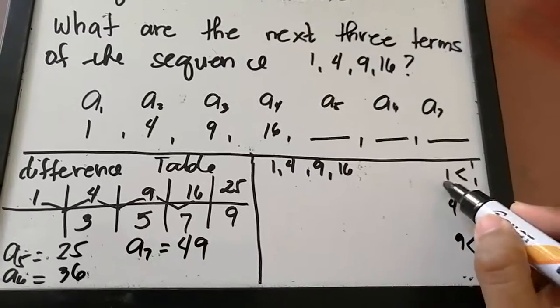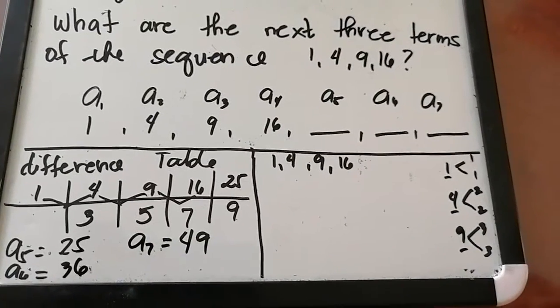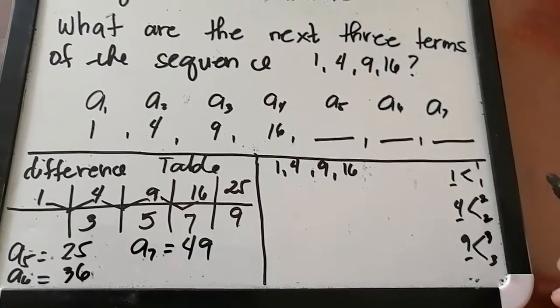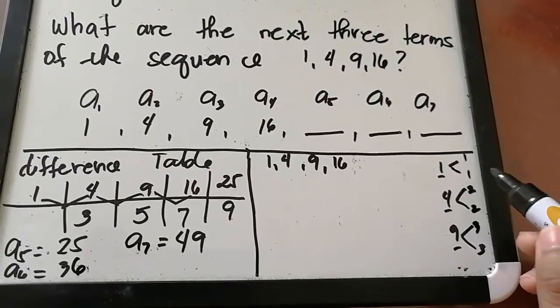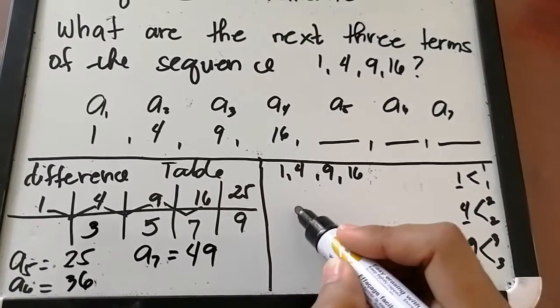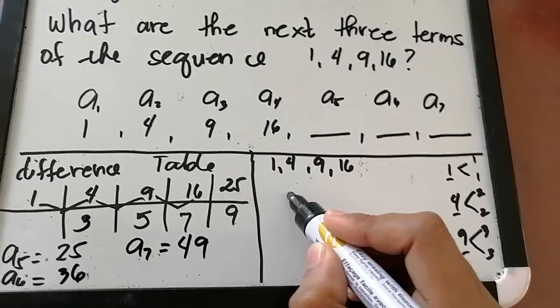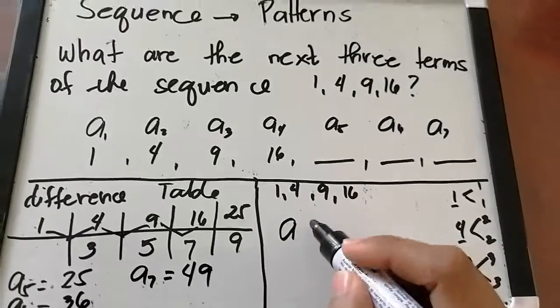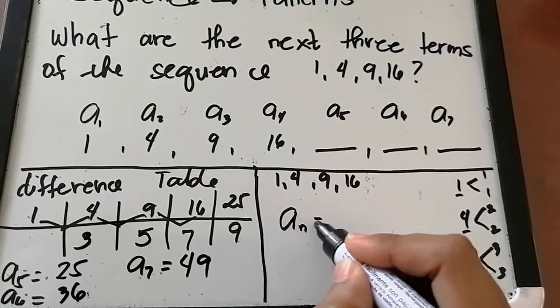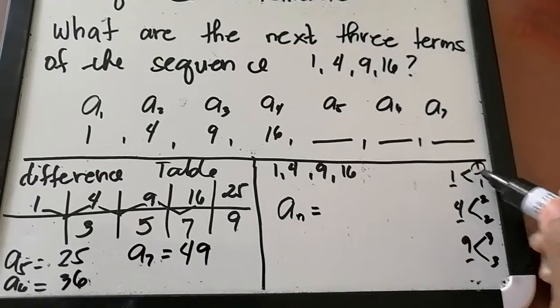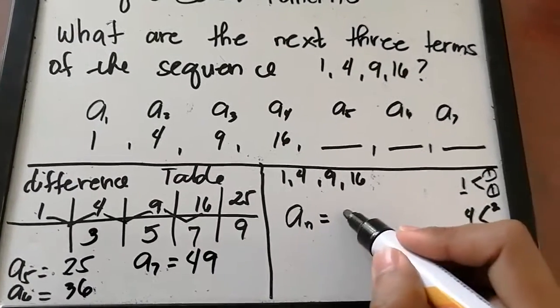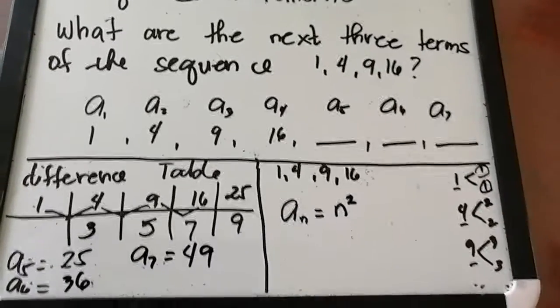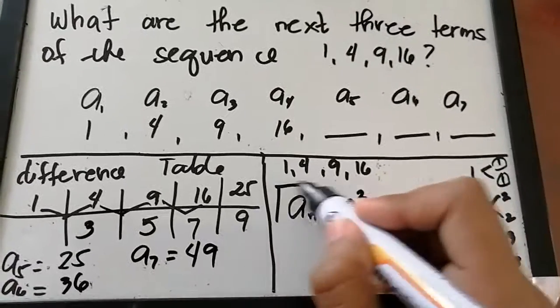Therefore, since we are tasked to find the general pattern, instead of writing any number, it will be substituted as a sub n. Then this is equal to a number that is multiplied by itself, or simply n squared. So this is now the general form.